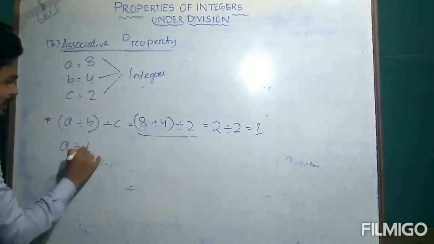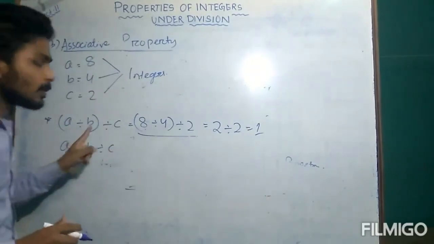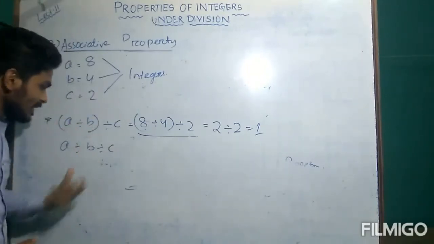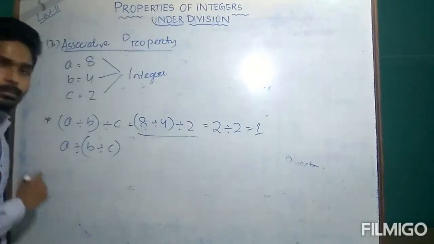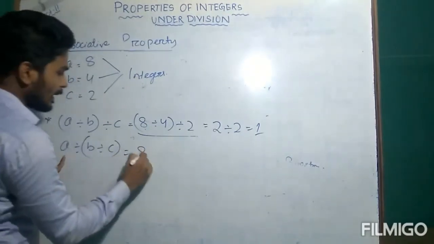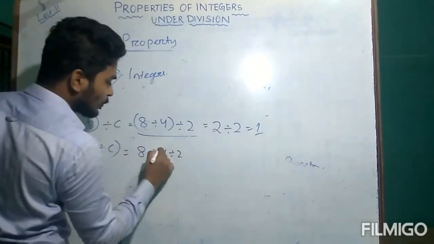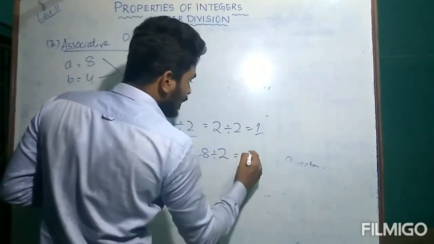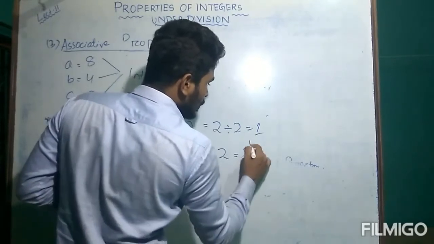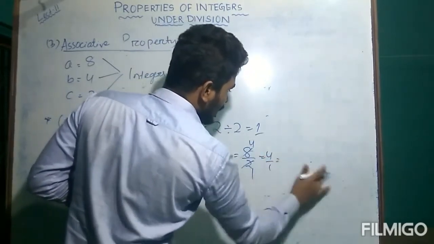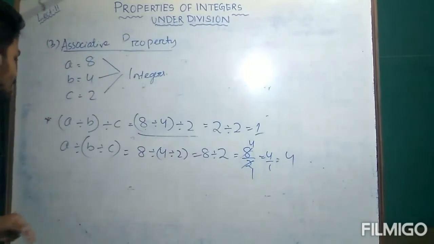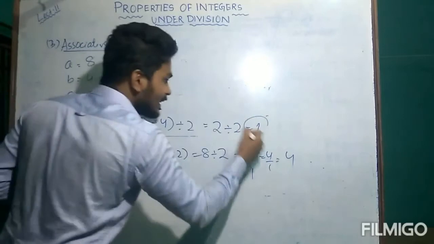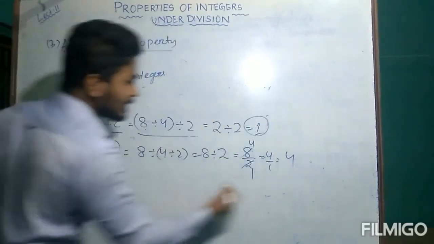Now find the same thing, but with an interchange in the bracket. In the first case you put the bracket over the first two terms, but in this case, you put the bracket over the last two terms, right? So it will be 8 divided by (4 divided by 2). 4 divided by 2 is 2, then 8 divided by 2 is 4. So here also you get the result: (a divided by b) divided by c is 1 and a divided by (b divided by c) is 4.